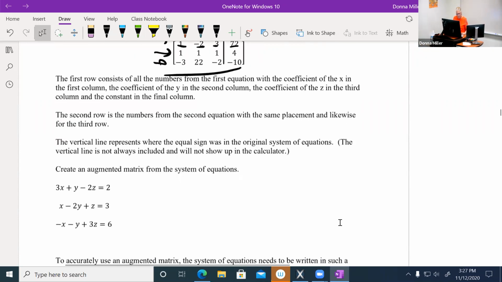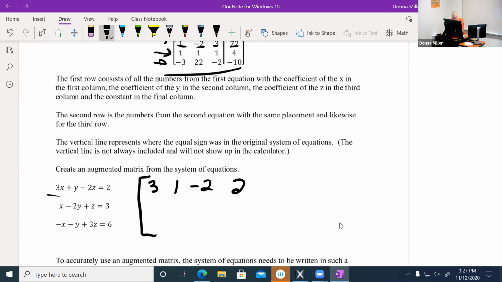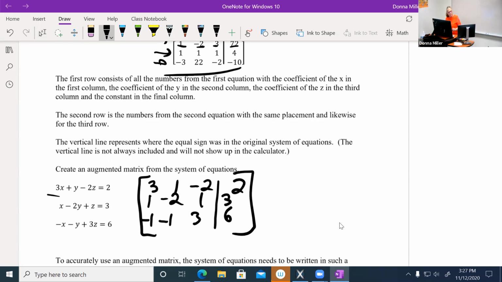All right, and she talks about all that. To create an augmented matrix, X, Y, and Z have to be lined up with the answers. This one's all lined up already, so I can pretty much just make a matrix. If I read across the row, I get 3, 1, -2, and 2. The second row is 1, -2, 1, 3. The third row is -1, -1, 3, and 6. If you like, you can put a bar there. You don't need it. So you're just making a matrix of all the coefficients of the equation in alphabetical order, and all the answers.